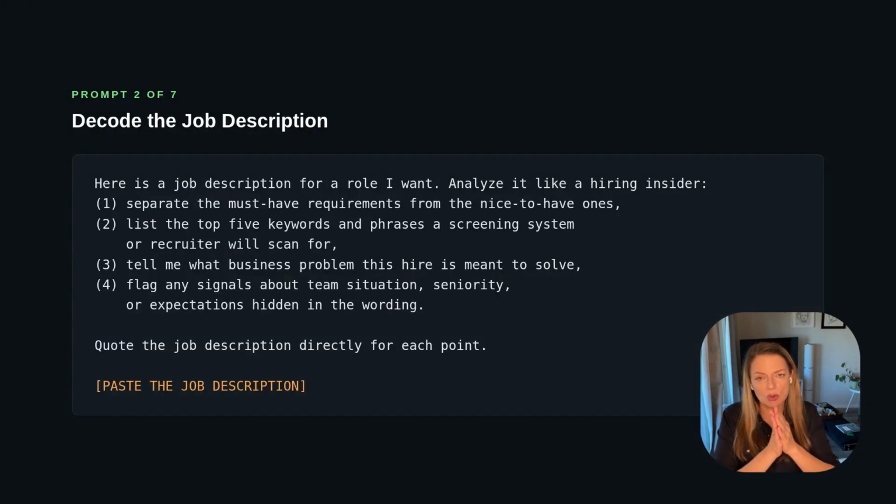Prompt 2 is decode the job description. Your resume is an answer, and the job description is a question, right? Most people skim the job description once and start writing. Not a good move. Job descriptions are part requirements, part wish list, and part internal politics, and they never tell you which is which.